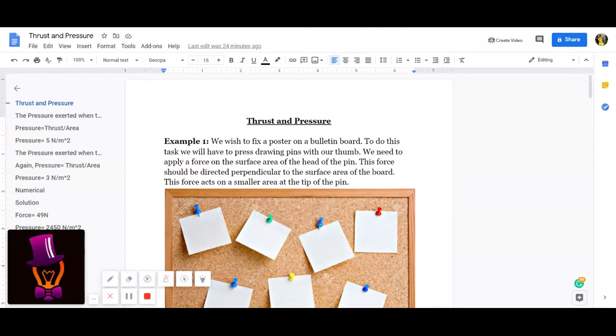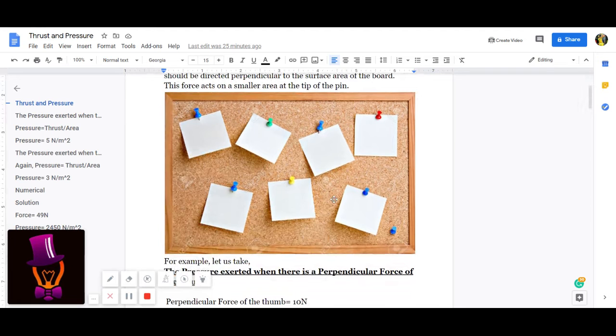In this video, we'll be discussing thrust and pressure. Let us take an example. We wish to fix a poster on a bulletin board. To do this task, we will have to press drawing pins with a thumb. We need to apply a force on the surface area of the head of the pin. This force should be directed perpendicular to the surface area of the board. This force acts on a smaller area at the tip of the pin.